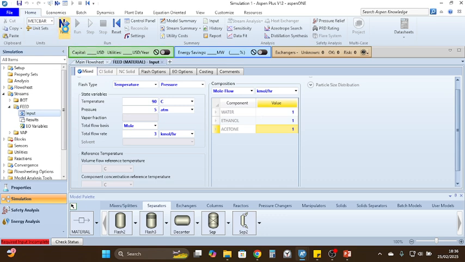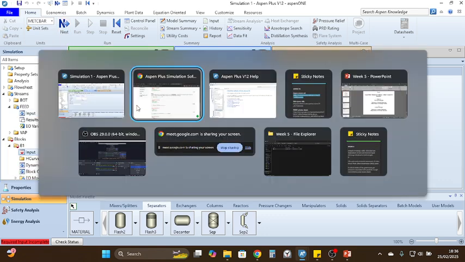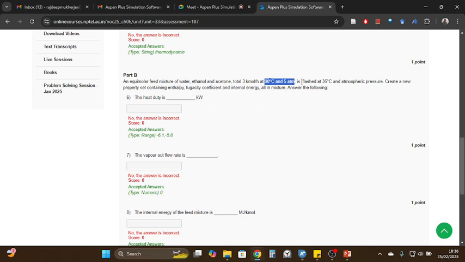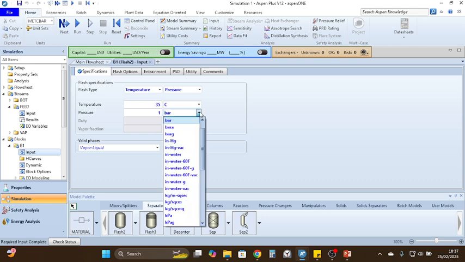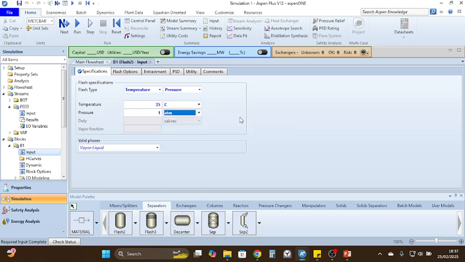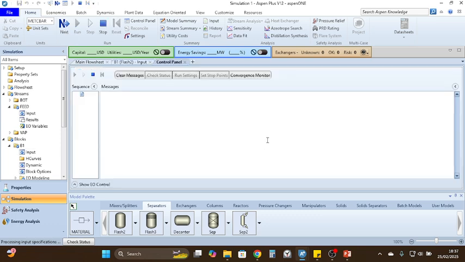Now we are going to click on next. Over here the block specifications are being asked. It is flashed at 35 degrees Celsius and atmospheric pressure. So we are going to specify this as 35 degrees Celsius and the pressure is 1 atmosphere. Now it is telling that the required input is complete. Now we are going to click on next and run the simulation.